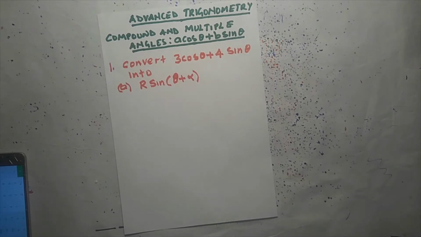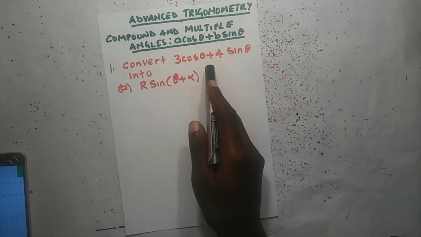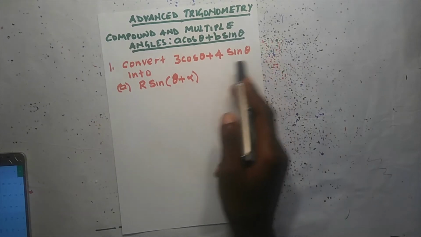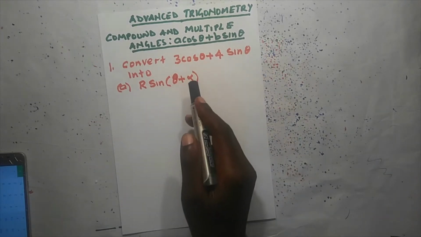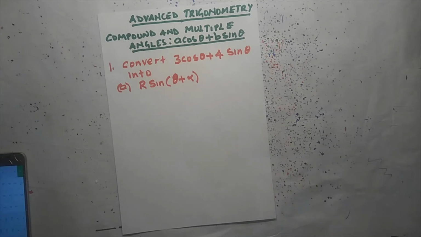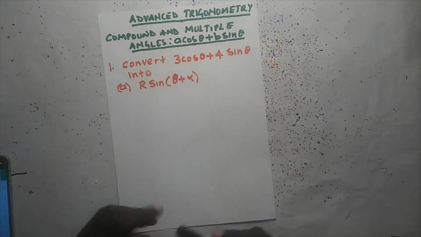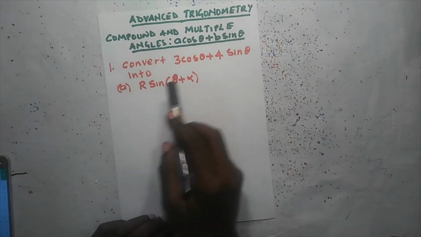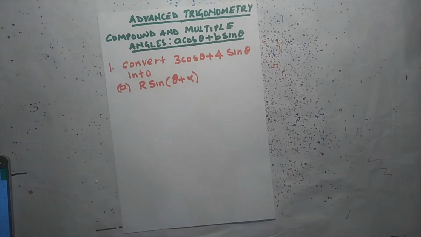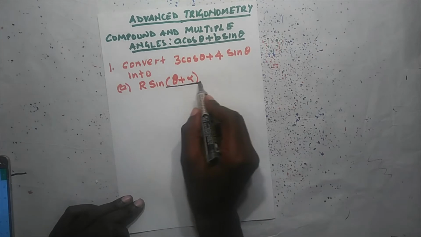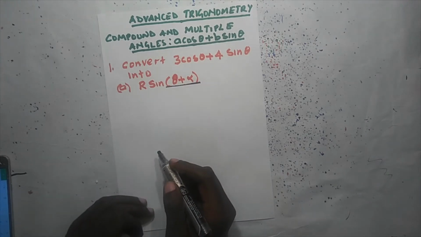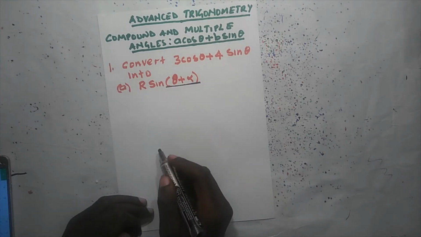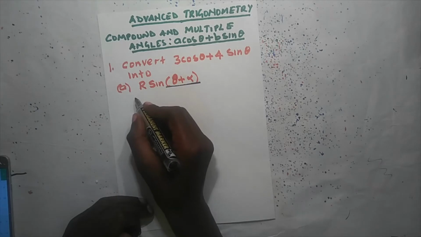The question says, convert 3 cos theta plus 4 sin theta into r sin(theta plus alpha). The way we convert here, we have to find the value of r and also the value of alpha. Here is how we do it. We are going to expand this one by using the trigonometric identities that we know for sine. So we are going to have r.